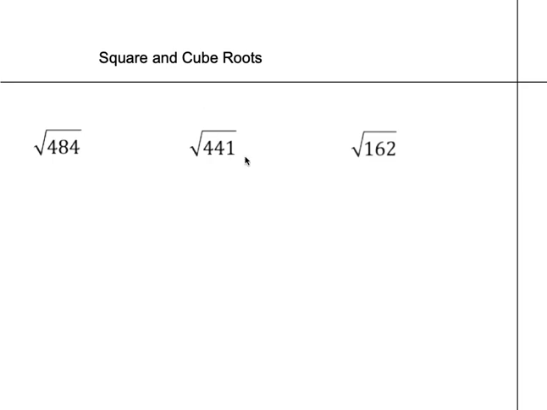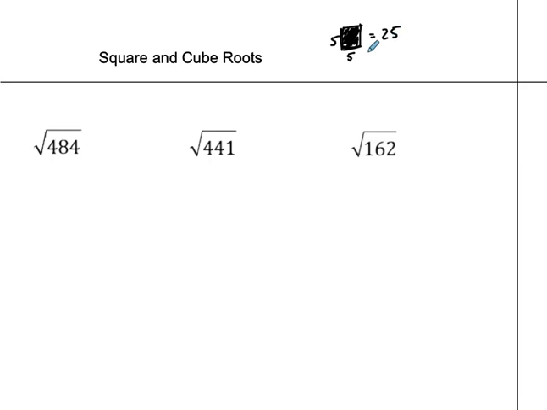Hey friends, this video is going to be about square roots and cube roots. So a square number is a number, for example, if I have a length of 5 and I have another length of 5, if I multiply those two numbers together, I get the area of 5 times 5, or the square area of 25.